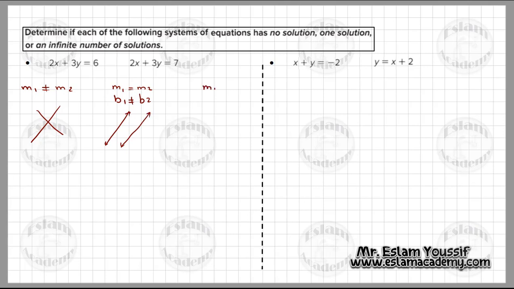But if you find that M1 equals M2 and the y-intercept 1 equals y-intercept 2, you will find that we have an infinite number of solutions. Now we need to solve.